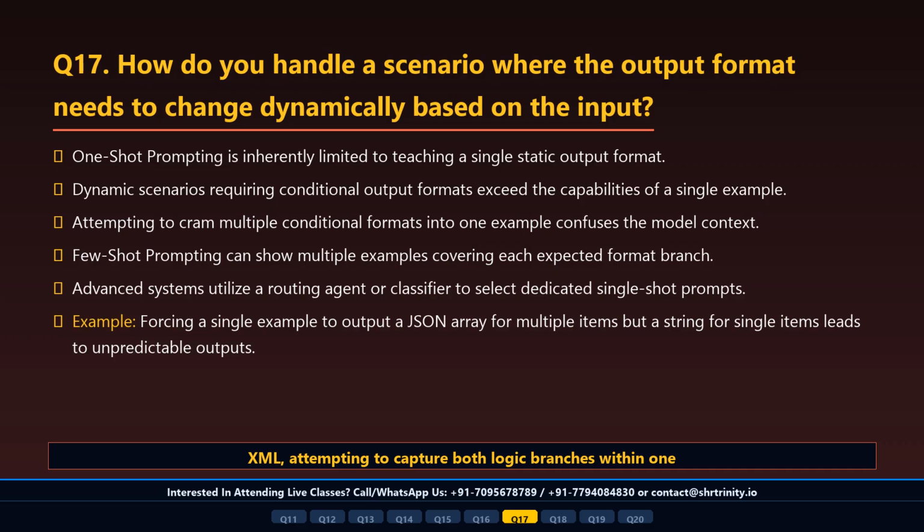First, switch to few-shot prompting, providing clear examples for each conditional branch. Second, implement an agentic router, a lightweight initial prompt that classifies the input type first, then routes the request to a dedicated prompt containing the exact one-shot example for that target format. Recognizing these limits is key to building robust systems.